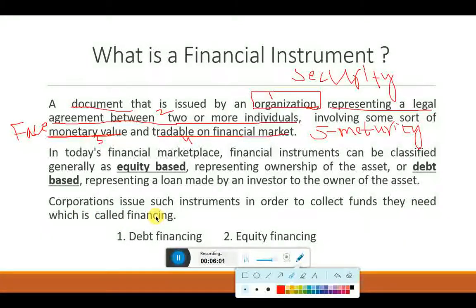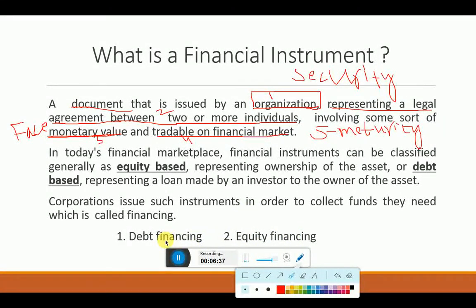So the question is, why financial securities are issued? The answer is in order to do financing, or when organizations are in need of long-term and short-term money or funds, they usually issue financial securities of debt-based or equity-based. When they issue debt-based financial securities, they are basically doing debt financing. When they issue equity-based financial securities, the organizations are basically doing equity financing.